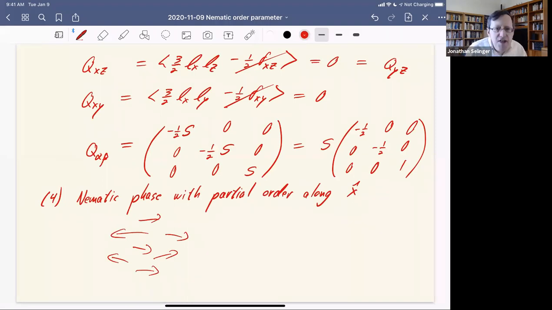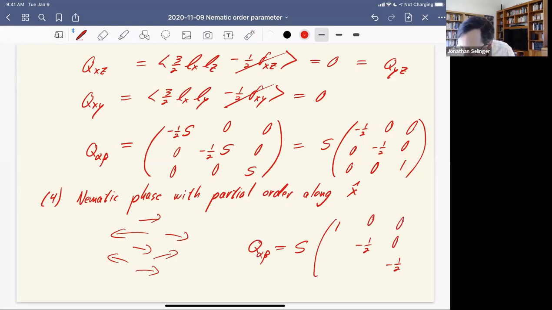Well, we can figure that one out by analogy with what we just did. What we just did was to find the Q tensor with order along Z, and we can see that Z is like a special direction in the tensor. The ZZ position is where you get a 1. The other two positions that are not so special get minus 1/2. So similarly, if the partial order is along X, then the Q tensor must be S times a tensor that's 1 in the XX position and minus 1/2 in the other diagonal positions and 0 off of the diagonal.